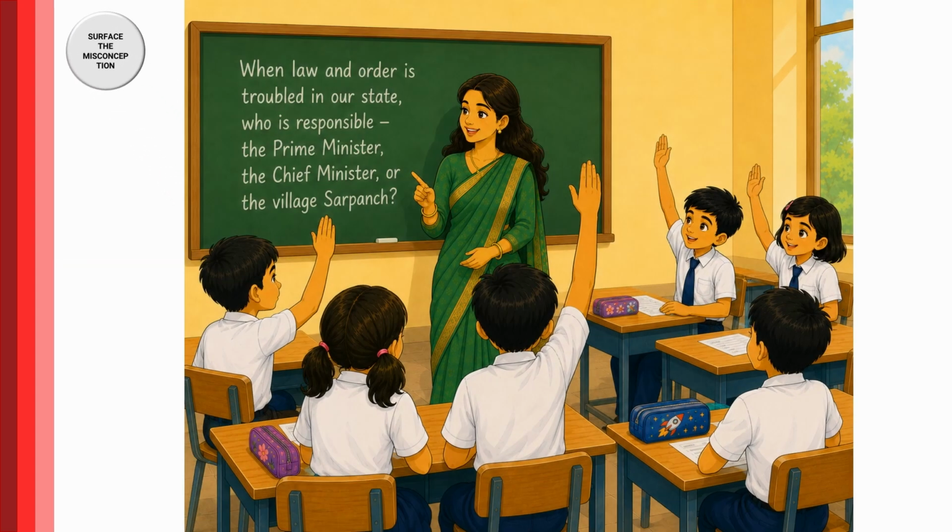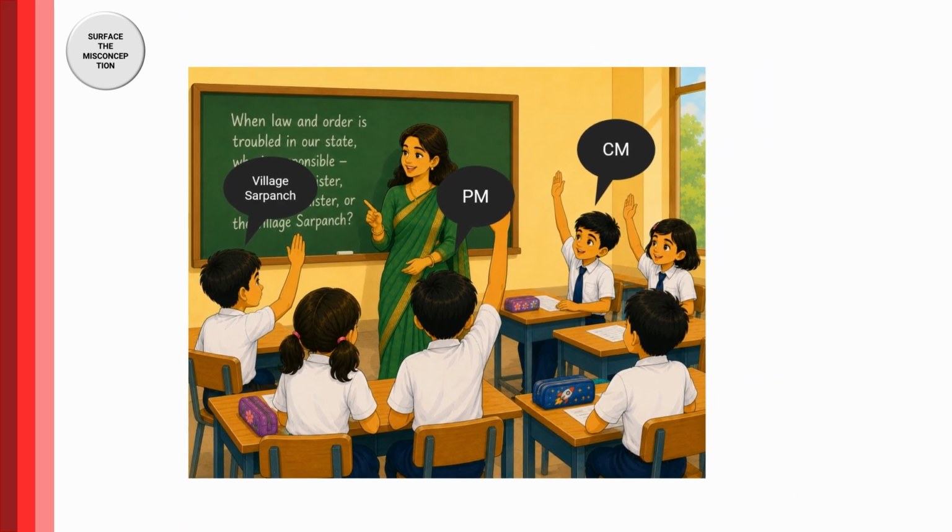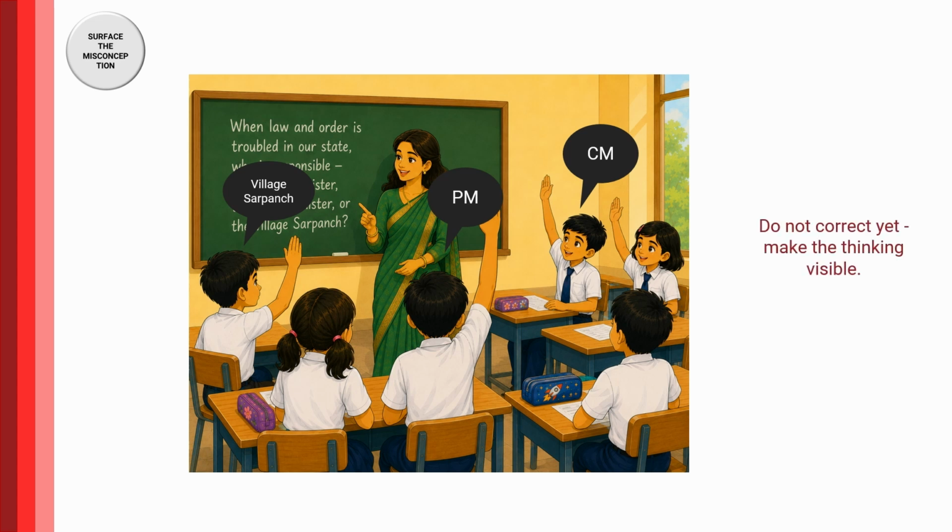Step 1. Surface the existing belief. Begin the lecture with familiar questions like, when law and order is troubled in our state, who is responsible? The Prime Minister, the Chief Minister, or the village Sarpanch? Students will offer different answers. Note them on the board. Resist correcting yet. The goal is to make their thinking visible.